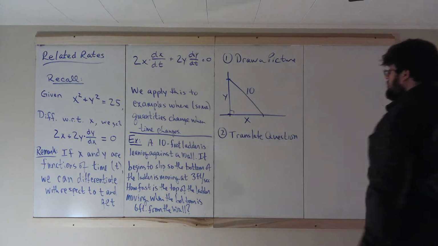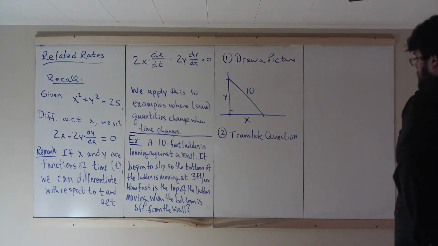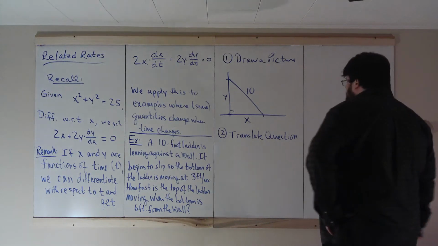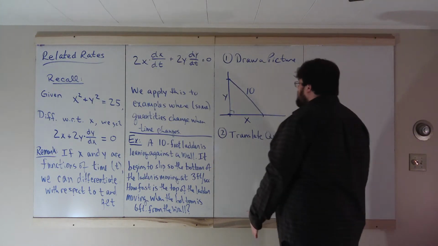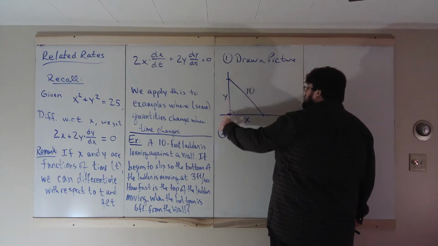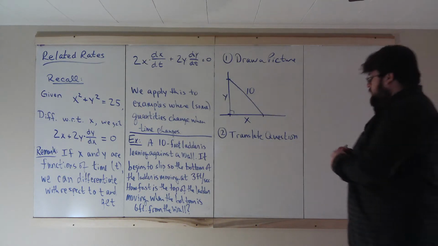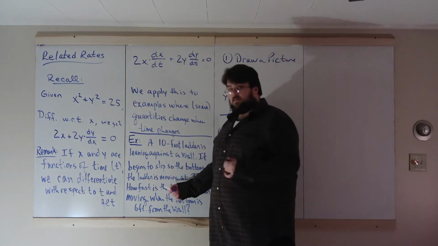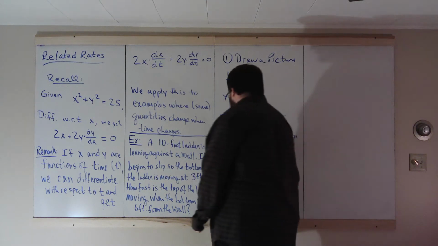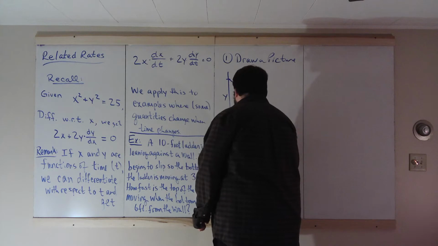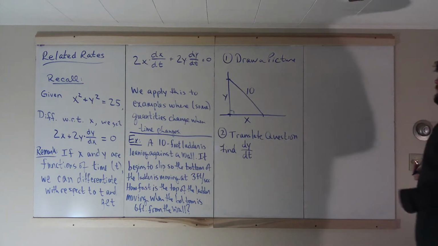So what do we have here? What's this question actually asking? How fast is the top of the ladder moving? Well, what here measures where the top of the ladder is? There's the top of the ladder. This quantity y is telling us where the top of the ladder is. How fast is it moving? Well, that's just saying how is y changing as time is changing. In other words, find dy/dt. Our goal is to find dy/dt.